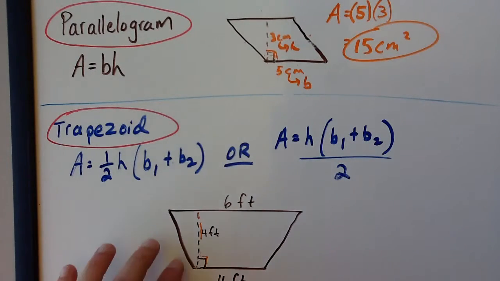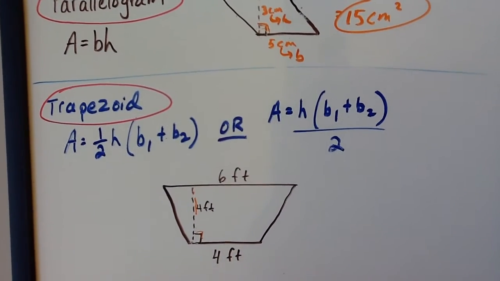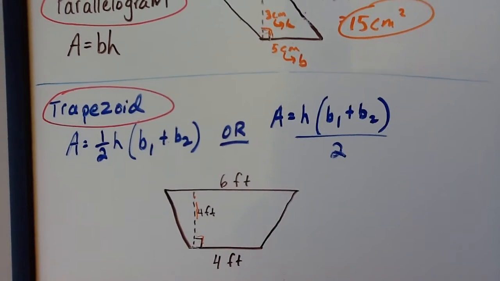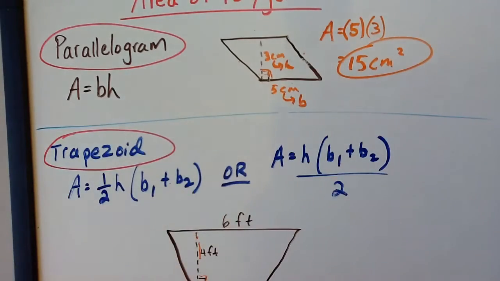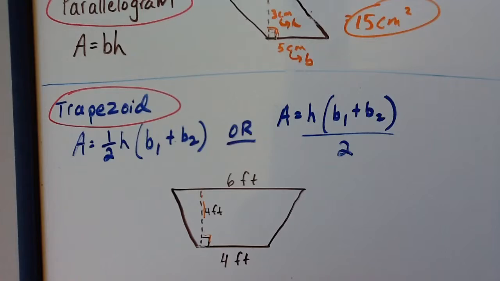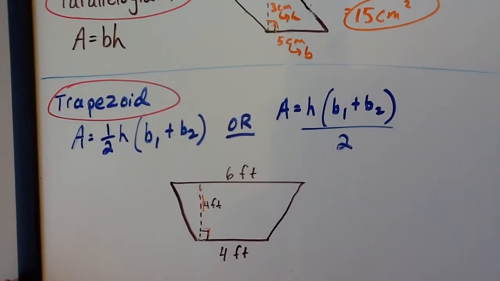A trapezoid, as you can see here, is a quadrilateral, so it has 4 sides, but it only has one pair of parallel sides. Right? A parallelogram has 2 pair of parallel sides. A trapezoid only has 1 pair of parallel sides. It has 2 bases, and those bases are not equal to one another. This base you can see is 6, this base you can see is 4. So it has 2 unequal bases, and the height of a trapezoid is perpendicular to both bases, which means that it forms a right angle, as you can see here.